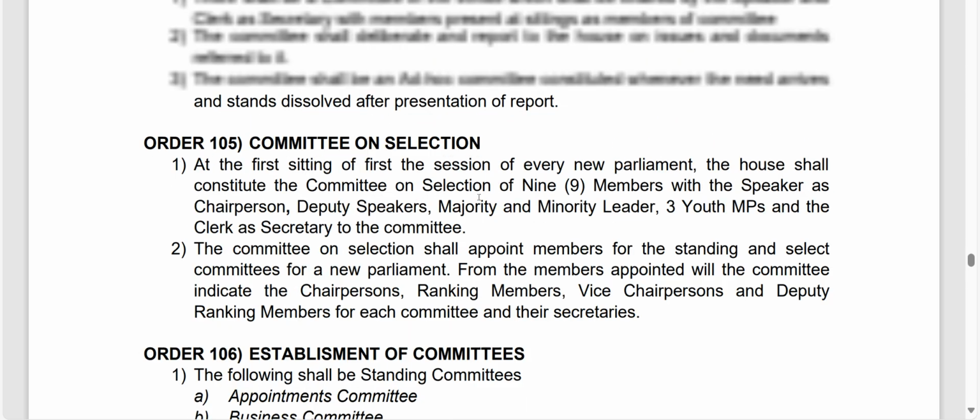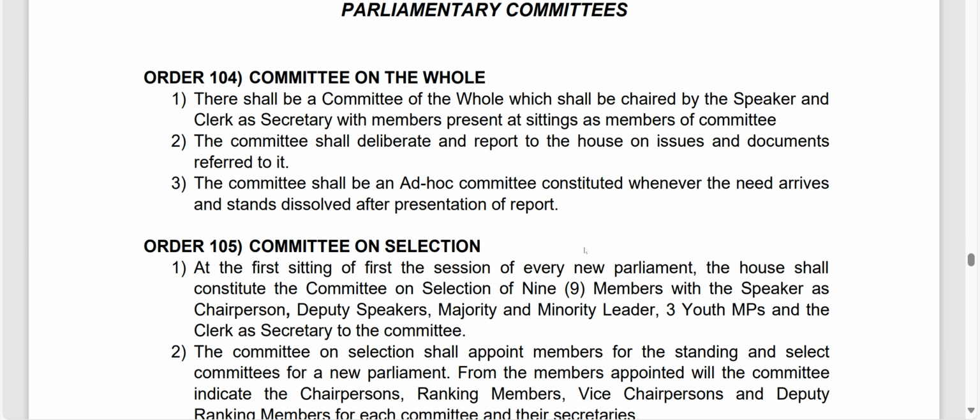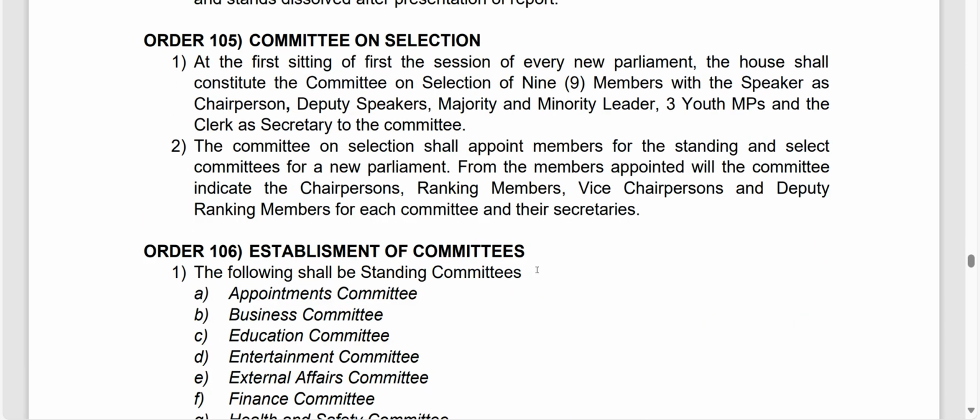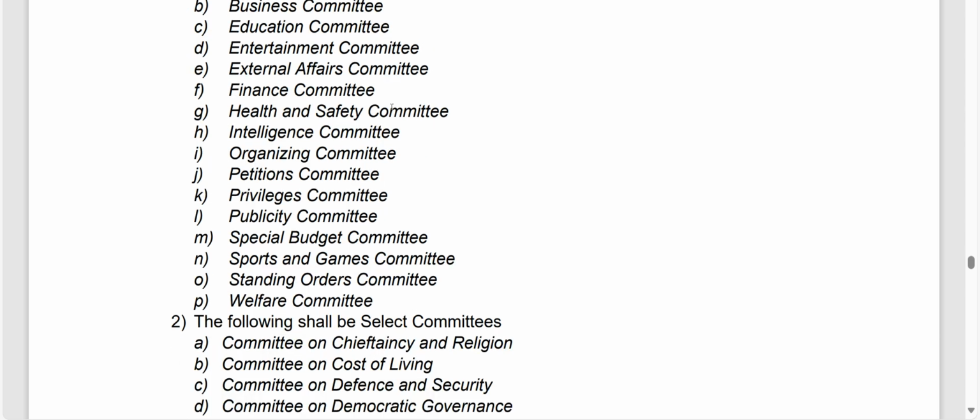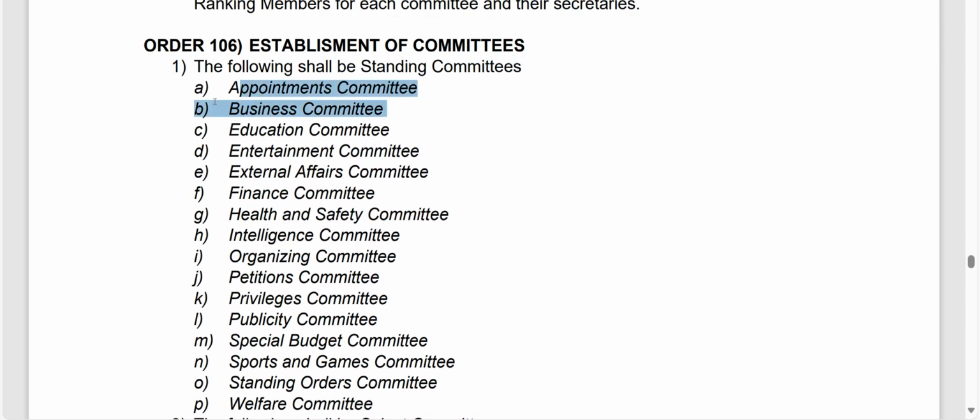And then we have another committee called Committee on Selection. That is the committee we formed during the inauguration. It is chaired by the Speaker and it is responsible for forming other committees. What are the committees? Standing committees, the 16 standing committees. Appointment Committee, chaired by the First Deputy Speaker. They give their opinions on appointments, and they actually are supposed to vet members and then recommend them for seats.